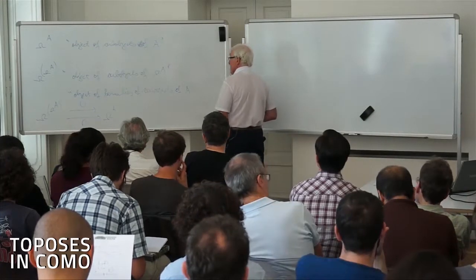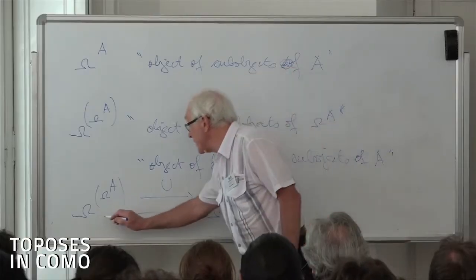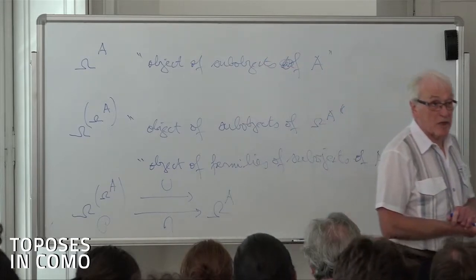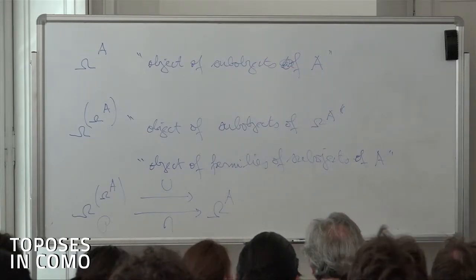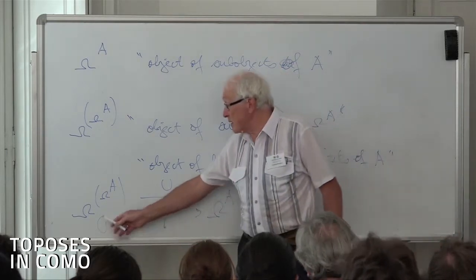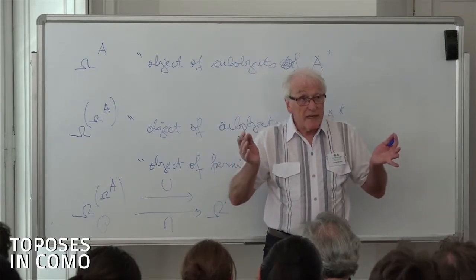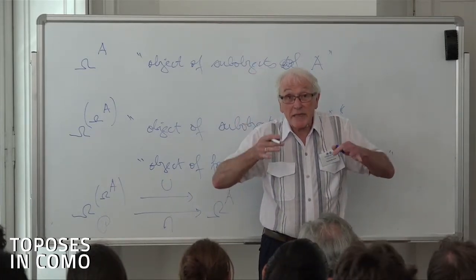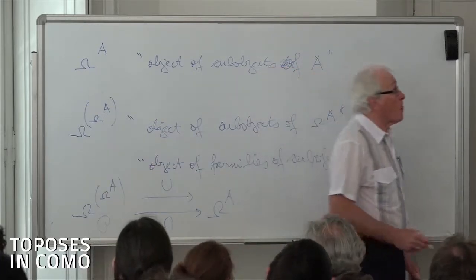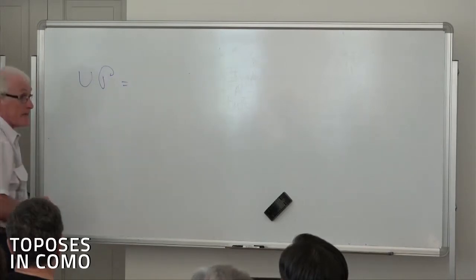So, let me write P for such a family of subobjects. I use a variable P of type this. So intuitively, P, this variable, represents whatever family of subobjects of A. And I want to define this.